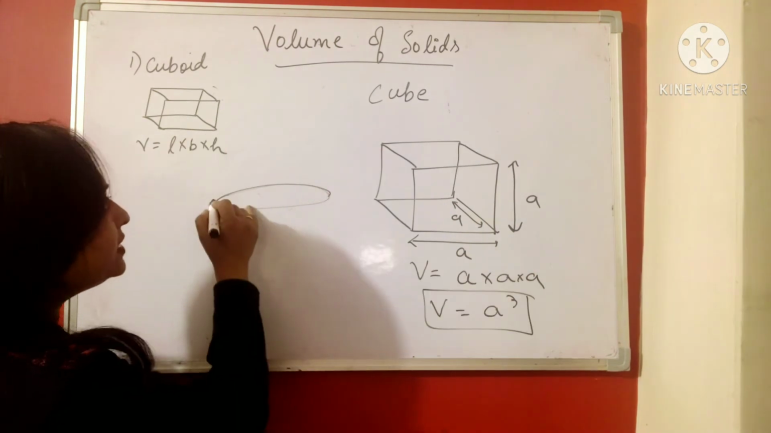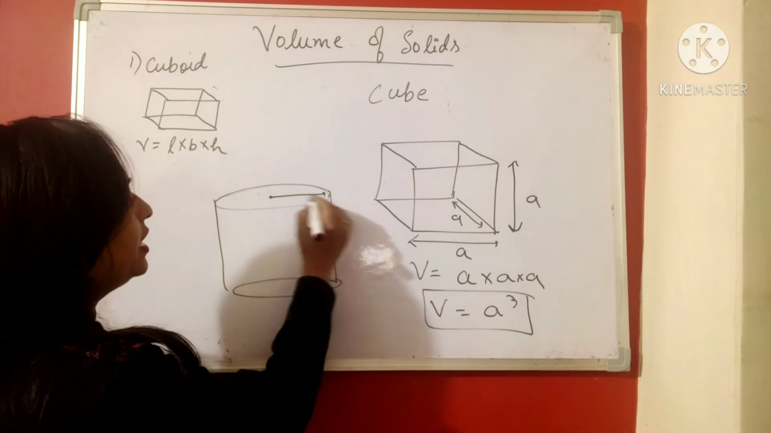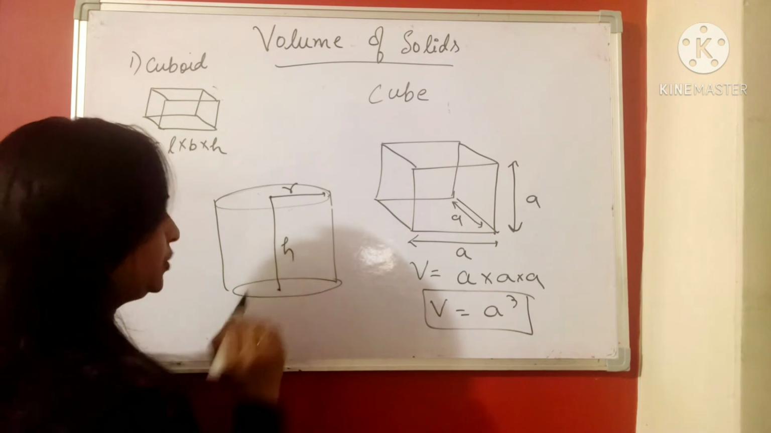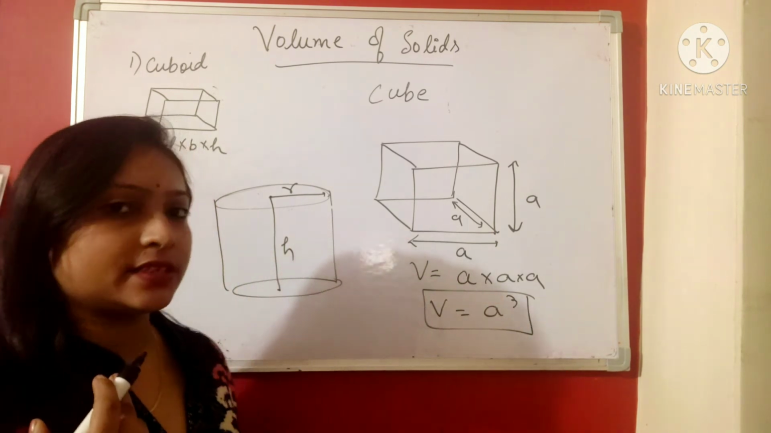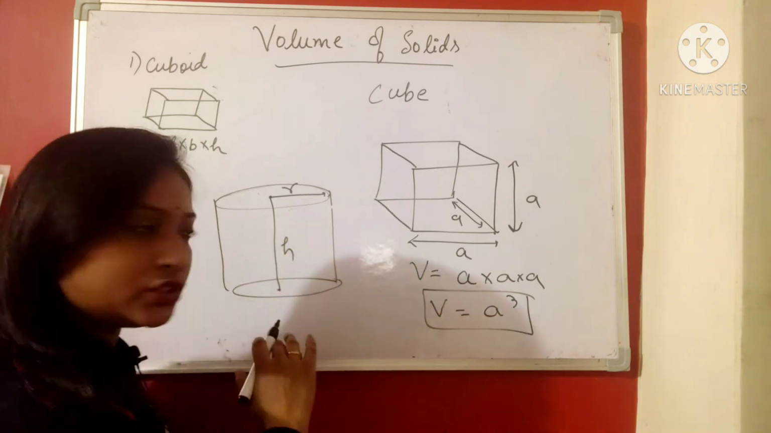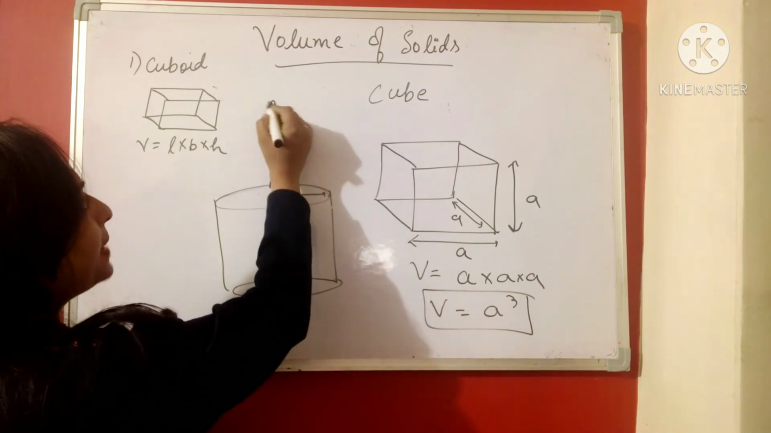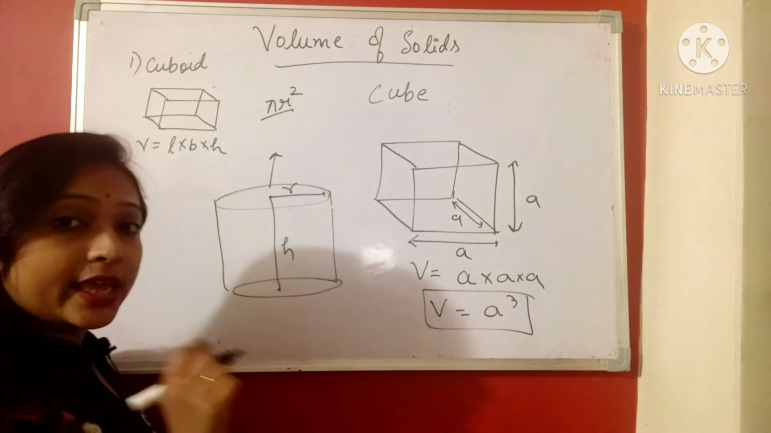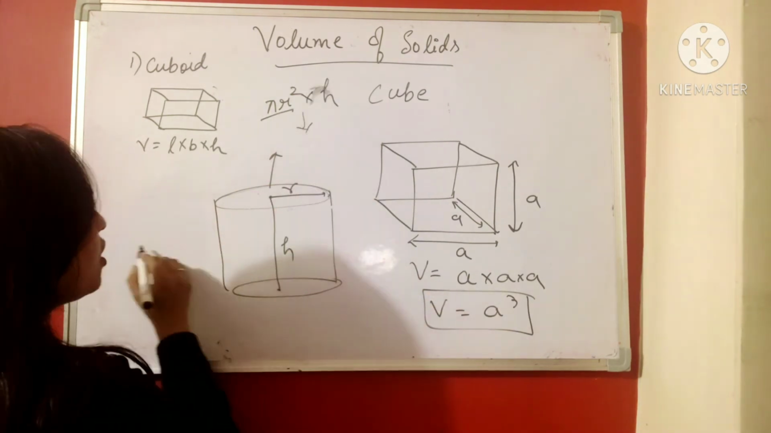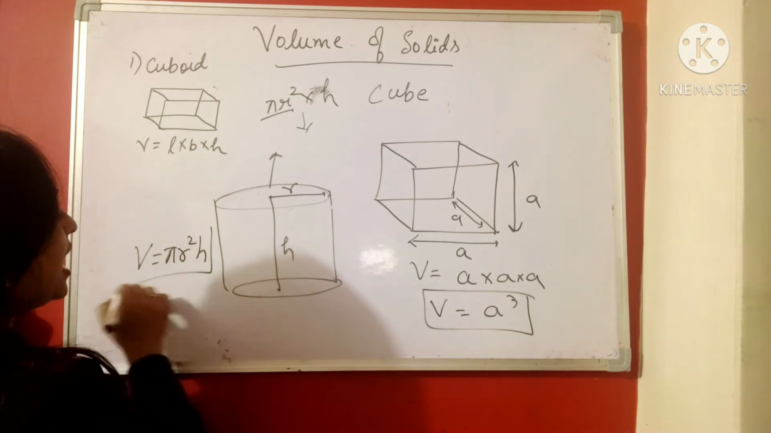Right, now our third solid is a cylinder. Suppose this is a cylinder which has the radius r and its height is h. Right, so how much space is it going to occupy? We talk about the area of the circular region times the height. That means what is the formula? Pi r square, this is the area of the circle, into h, where h is the height. So the formula of a volume of a cylinder is pi r square h, right?